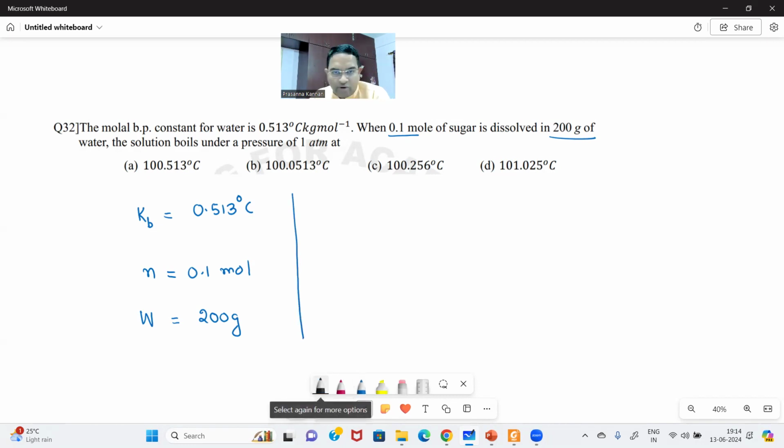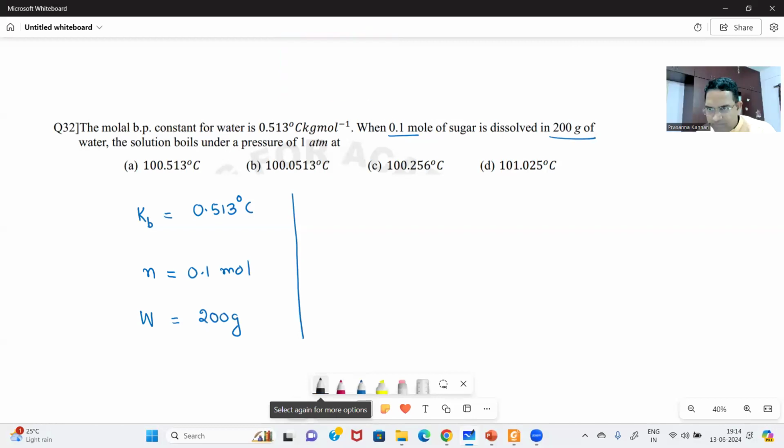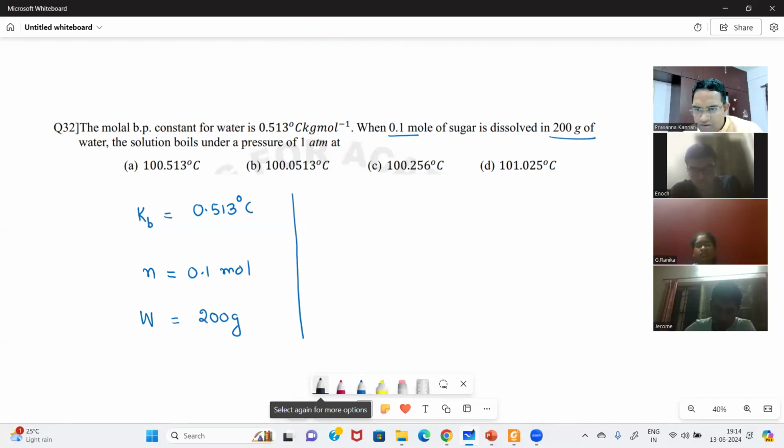Normally, what is the boiling point of water, students? Yes, Evelyn? Sir, 373 Kelvin or 100 degrees Celsius. Celsius, so 100 degrees Celsius, correct? Yes, sir. Yes, so 100 degrees Celsius is the normal temperature at which it will boil.